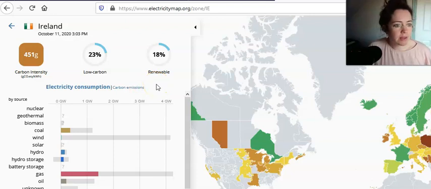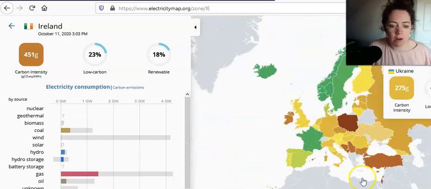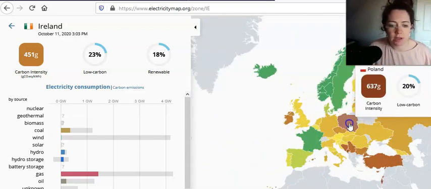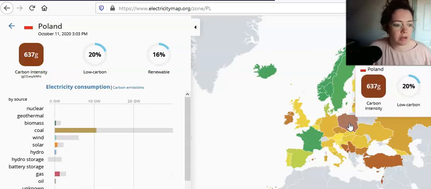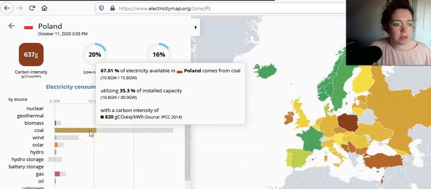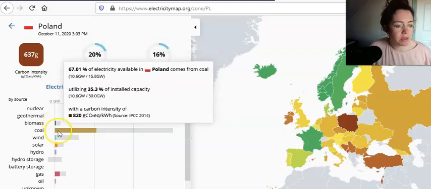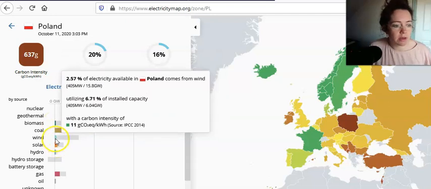So that's Ireland. We can take a look at a few of our neighbouring countries here. We can zoom in and see that the darker the colour, the more carbon intensive. So here Poland has a very high carbon intensity. It always has because it has huge reserves of coal, so 630. It does have some low carbon renewables. It's burning some biomass at the moment. It also has solar and a bit of wind happening.